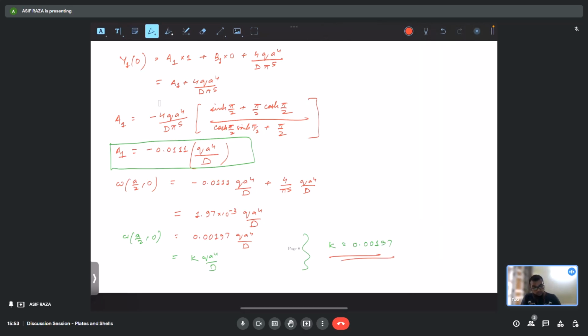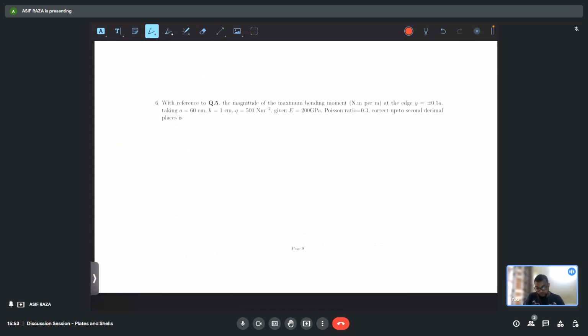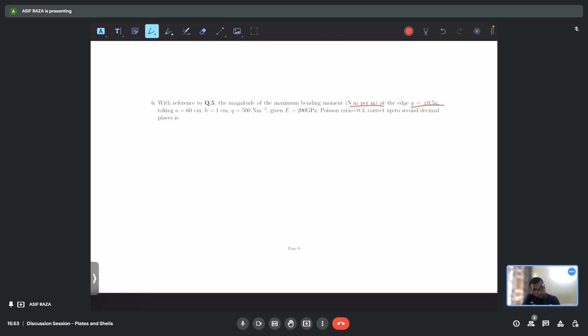Okay, let's move on to the next question. With reference to the previous question, the magnitude of the maximum bending moment in Newton per meter at the point y equal to plus minus 0.5 a, taking a equal to 60 centimeter, h equal to 1 centimeter, q equal to 500 Newton per meter square, E equal to 200 gigapascal, Poisson's ratio as 0.3, correct up to second decimal place is.